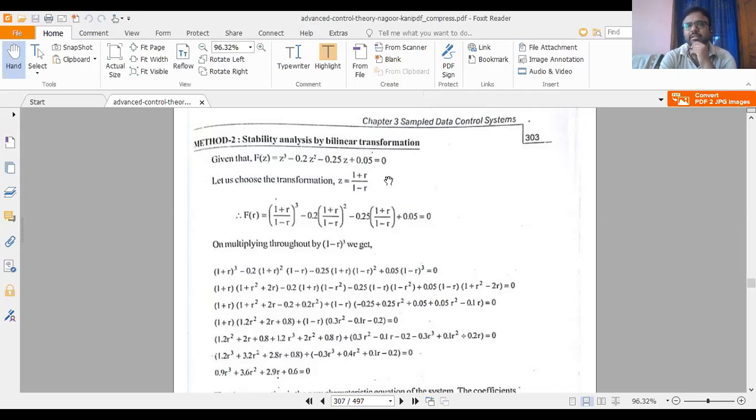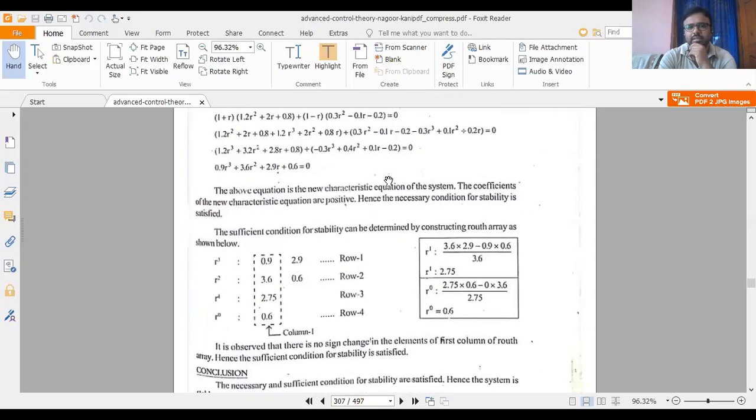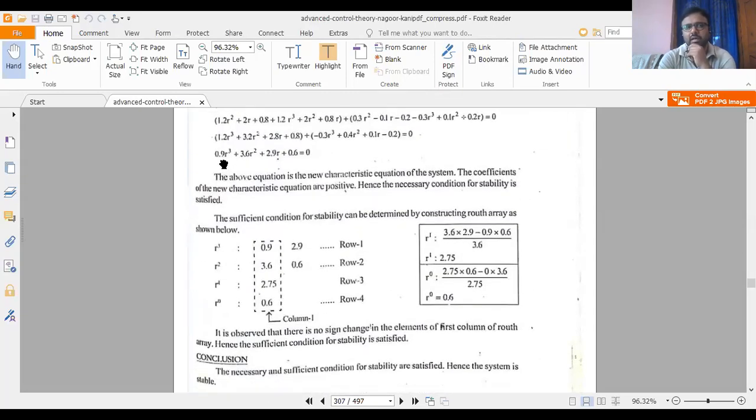Just converting the Z plane into the R plane, we have to substitute Z equal to (R plus 1) divided by (R minus 1). So we are going to get another characteristic equation which is represented in R. After that we have to frame the RH criteria table, which consists of R3, R2, R1 and R0. The R3 row values are 0.9 and 2.9, and the R square row values are 3.6 and 0.6.